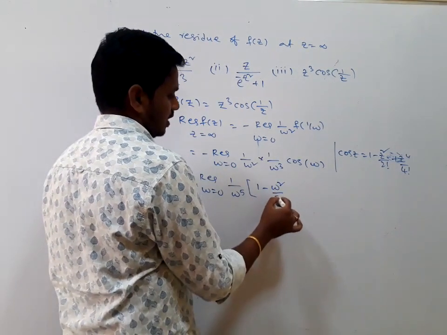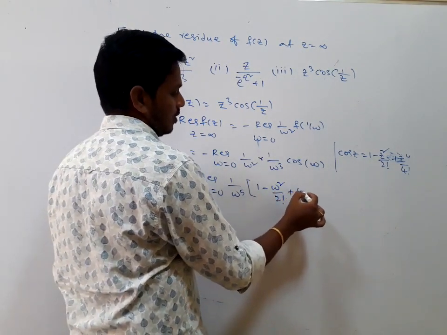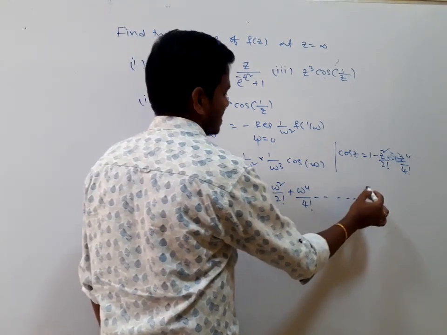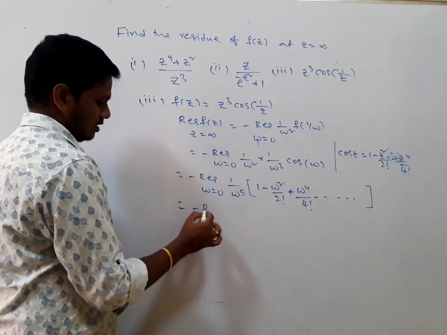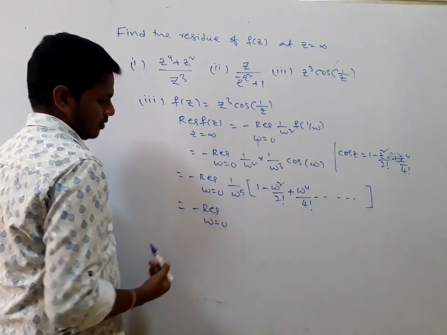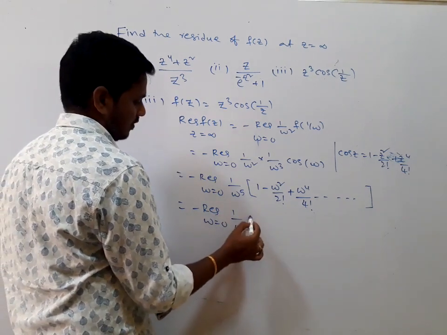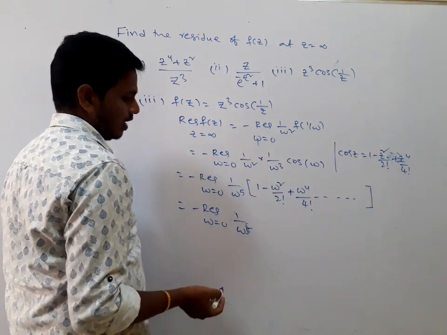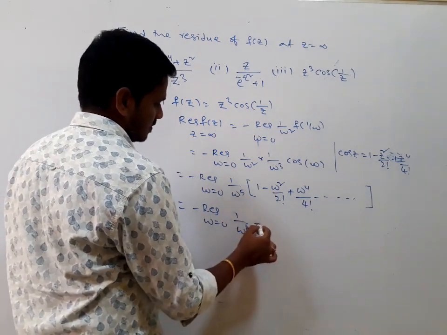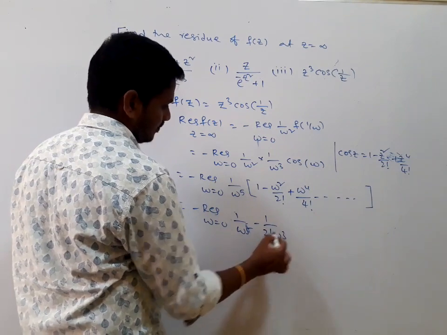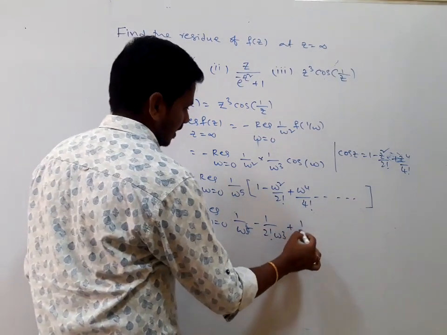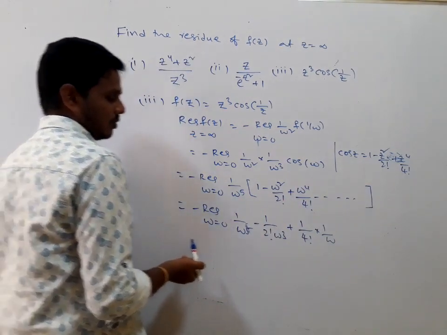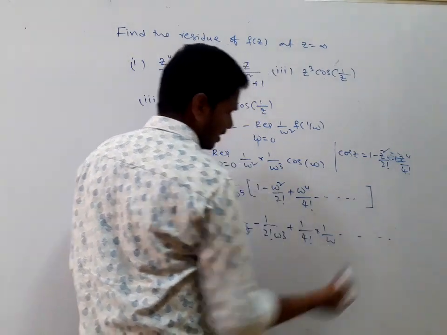1 minus w square divided by 2 factorial plus w to the power of 4 divided by 4 factorial minus, and so on. This is the expansion. Now multiplying with 1 by w to the power of 5, the residue at w equals 0: it is 1 by w to the power of 5, w square divided by w to the power of 5, which is 1 by 2 factorial into w cube, plus 1 by 4 factorial into 1 by w, w to the power of 4 divided by w to the power of 5, minus, and so on. I don't want to write the remaining terms.